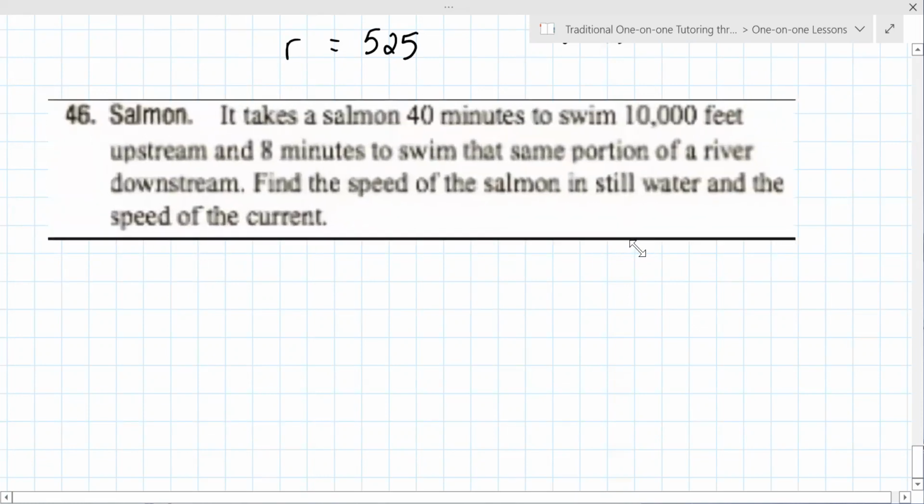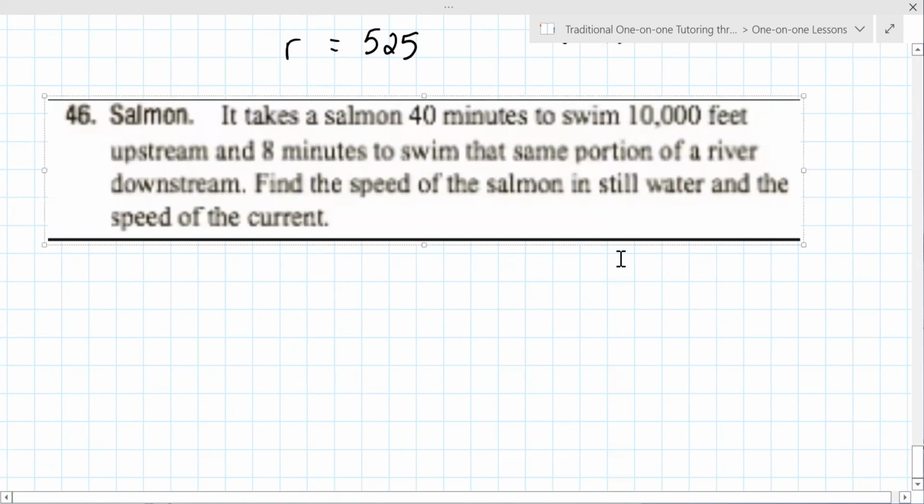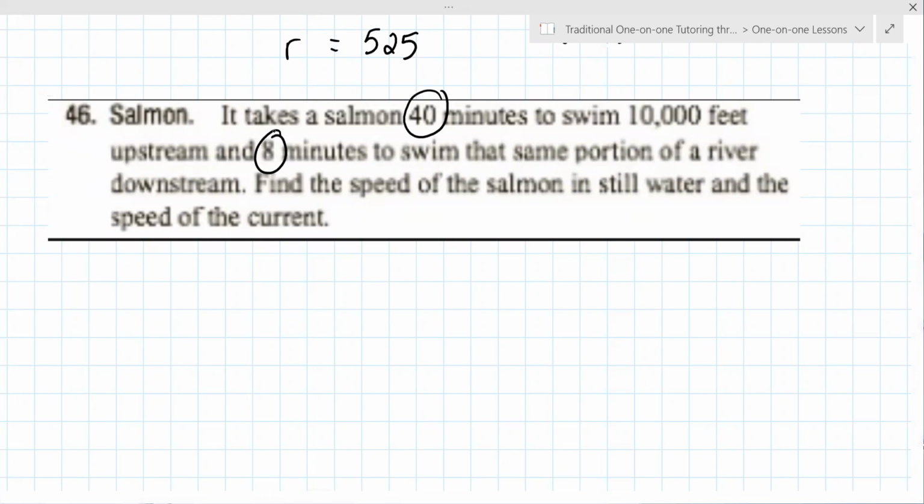But new problem here. So it takes a salmon 40 minutes to swim 10,000 feet upstream and 8 minutes to swim that same portion of a river downstream. Now there's one little wrinkle to this problem that I don't really care for. Usually they want your times to be in hours, not minutes, but that creates fractions. So I'm going to avoid that for the moment. We'll see if it works out.